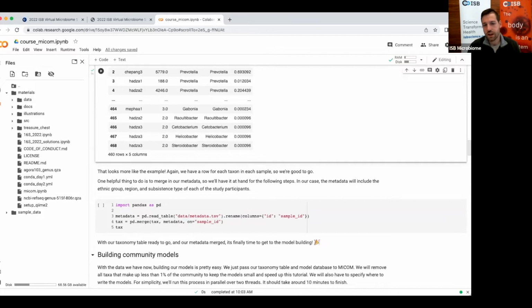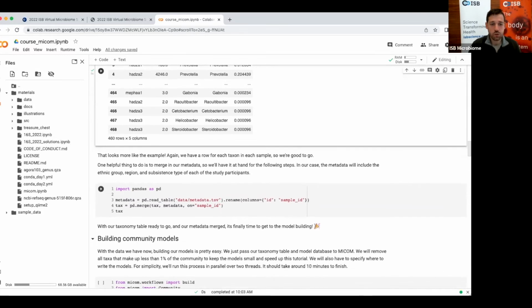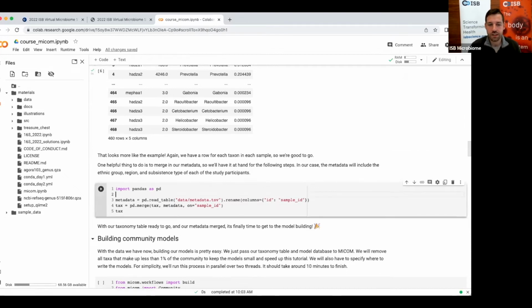Awesome. So now that we have our taxonomy table ready to go, we're theoretically ready to build our models. But before we do that, we'll do one more thing, which is merging our taxonomy table with our metadata. So if you recall yesterday, we had metadata available for each one of our samples. We will merge these tables together, and that way we'll have it on hand for following steps. So we can always go back and reference the metadata in upcoming steps.